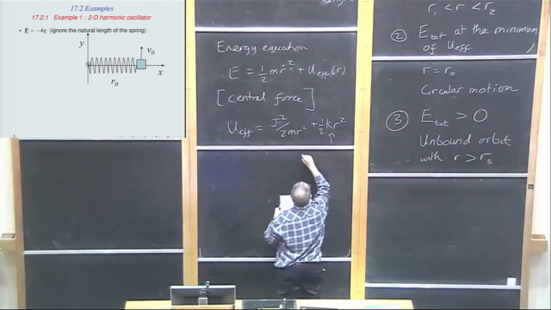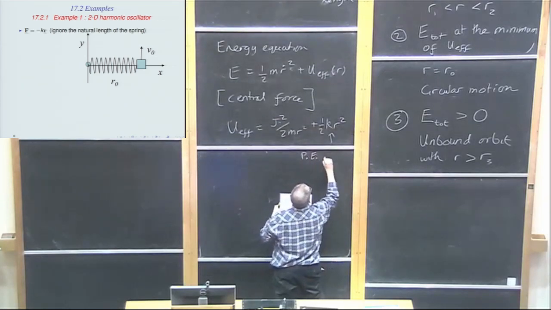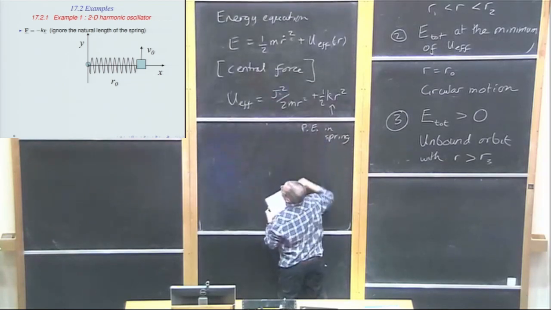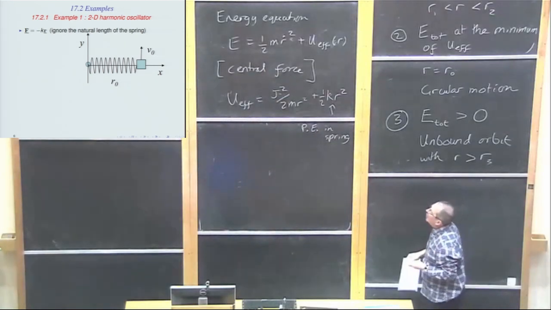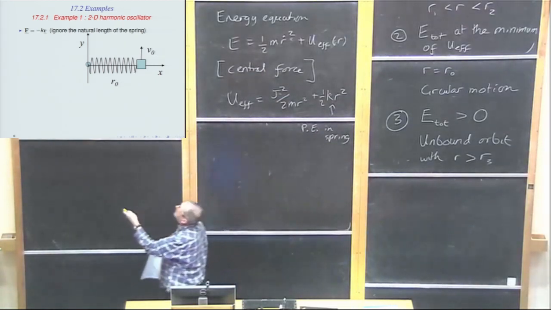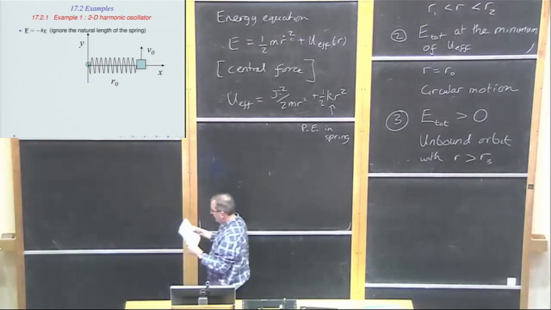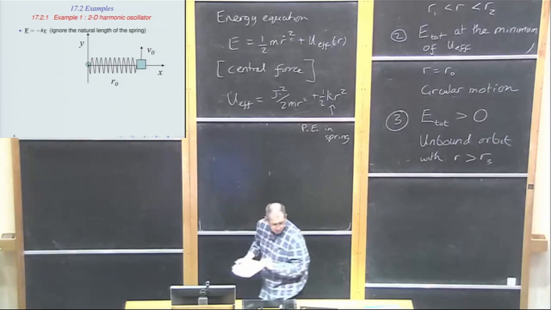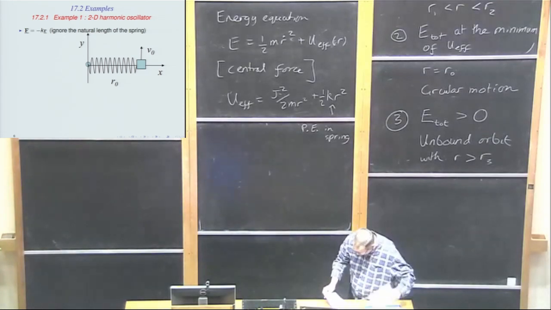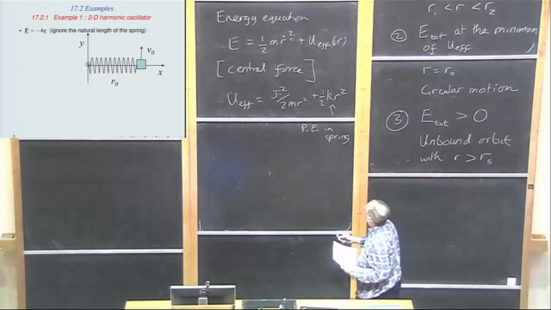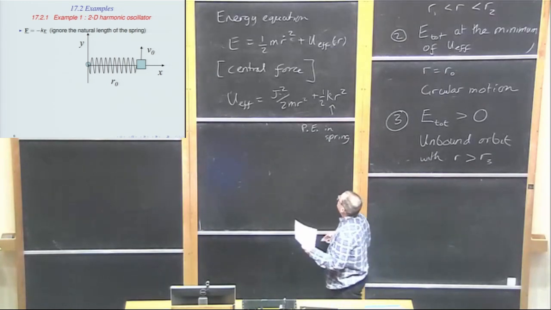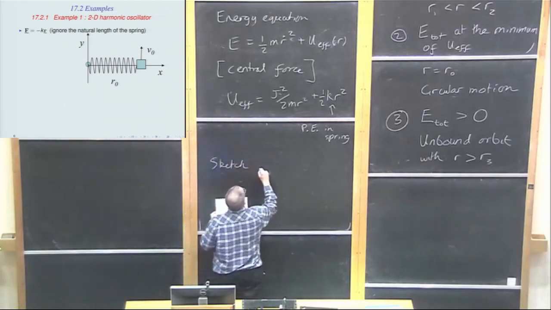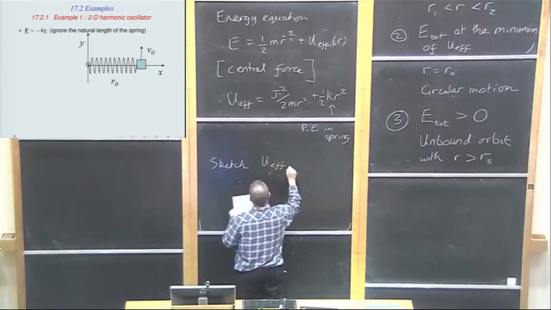So this is the true potential energy in the spring. So this is a formula you should know well, but it's easily obtainable by just integrating this over distance. Okay. So firstly, let's consider the case. Well, firstly, why don't we just sketch this effective potential?